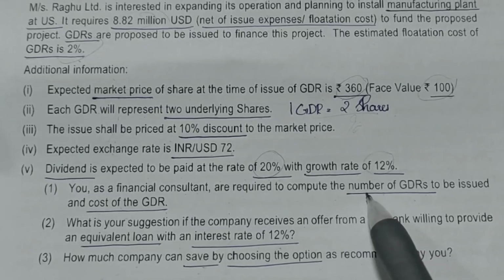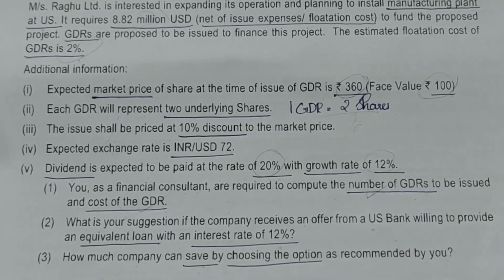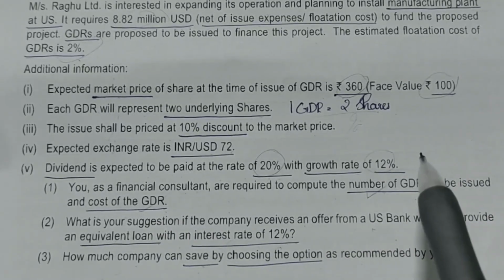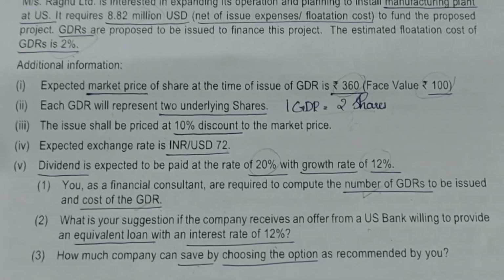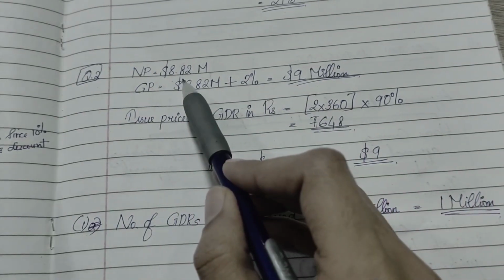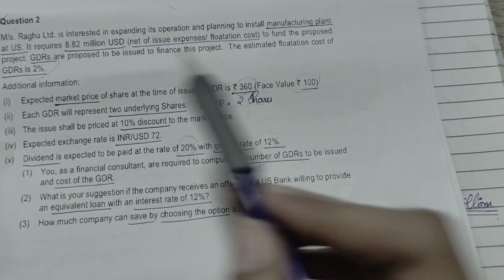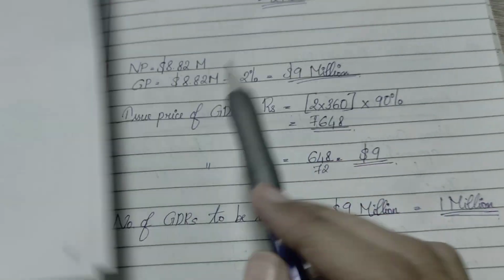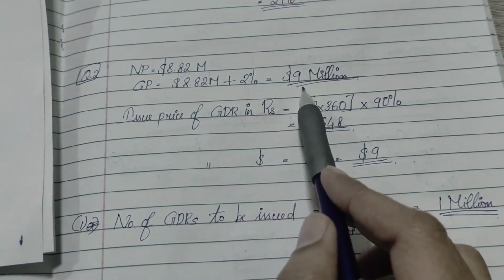So first question, number of GDRs and cost of GDR. Previous question ചെയ്തപോലെ calculate ചെയ്യണം. So first അത് ചെയ്യാം. So the net proceed is 8.82 million and flotation cost is 2%. So the gross proceed will be 9 million.